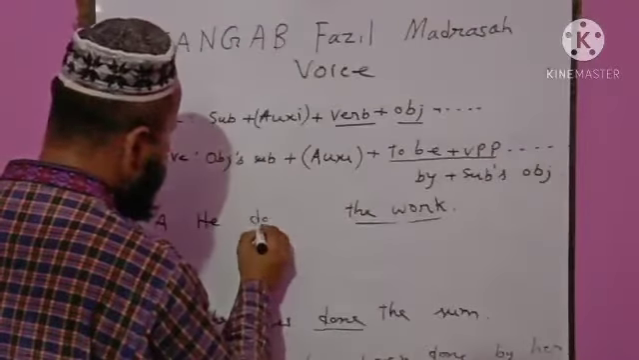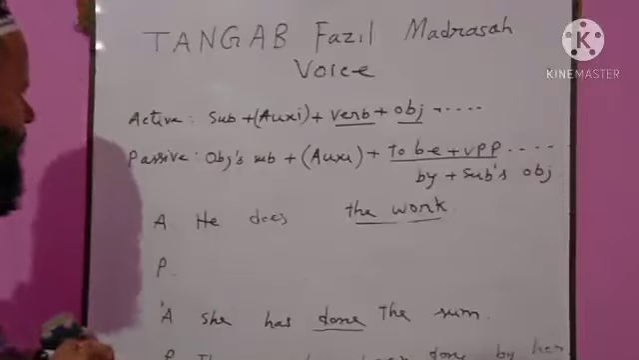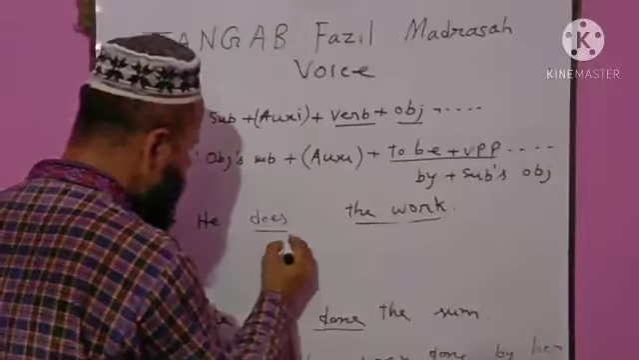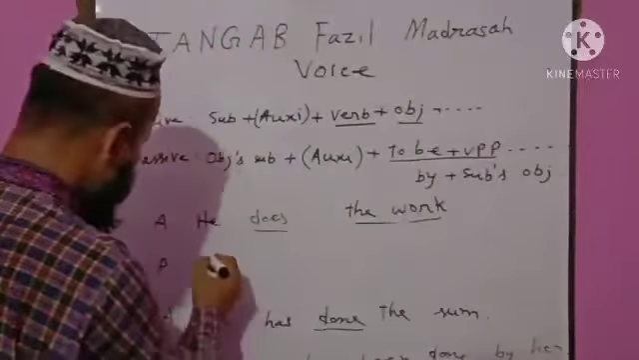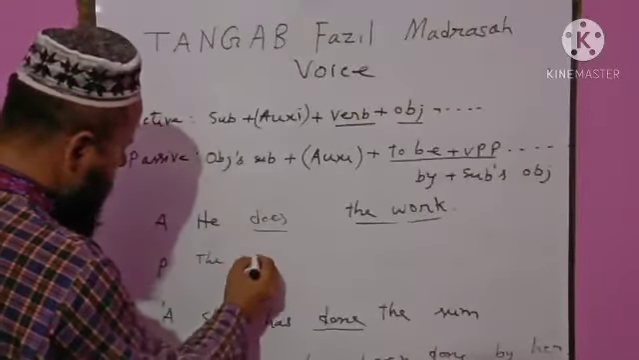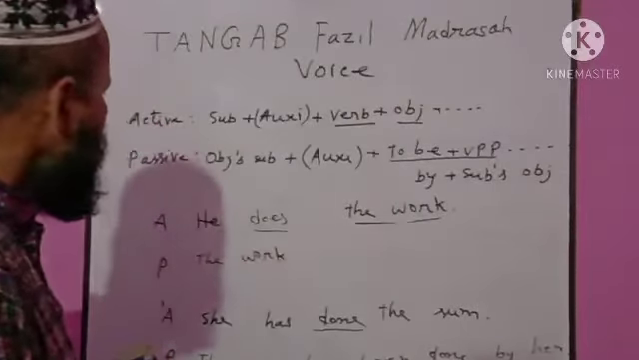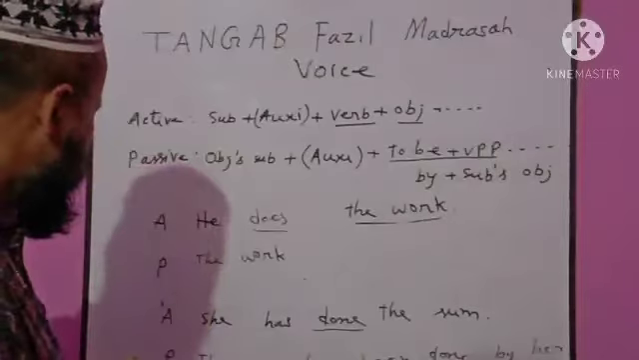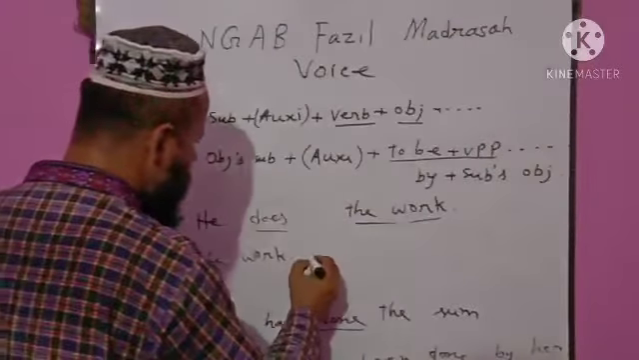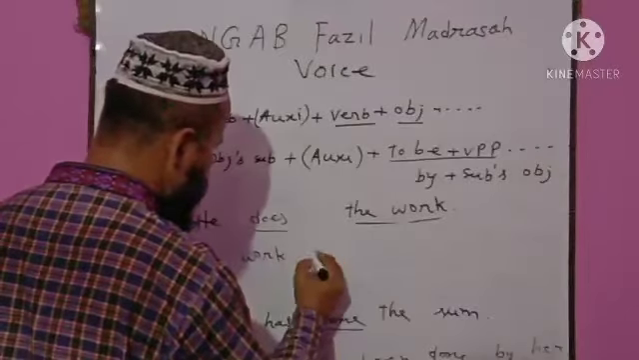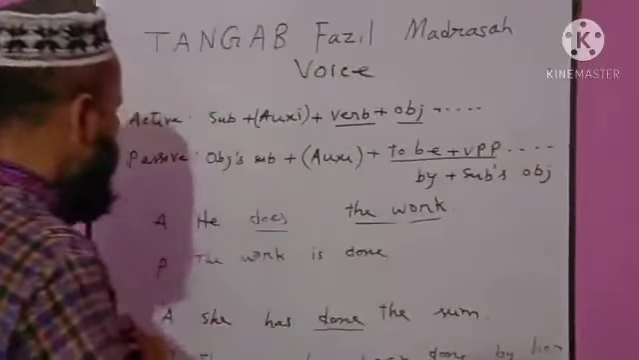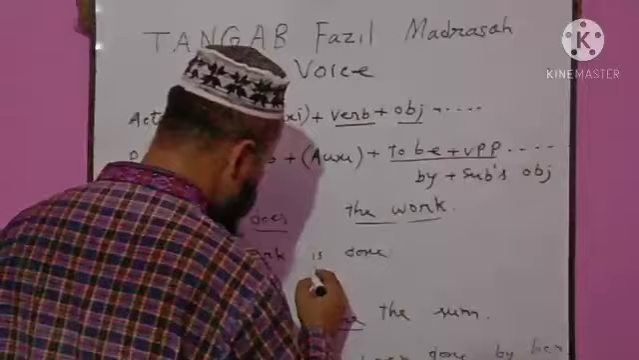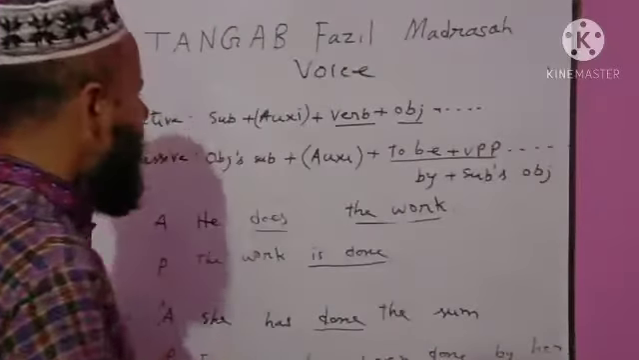He does the work. Does is the main verb. The work is the object, and the object will be the subject. As does is the main verb in the present tense, the passive is done. The work is done. As does is the present form, so the passive is done.